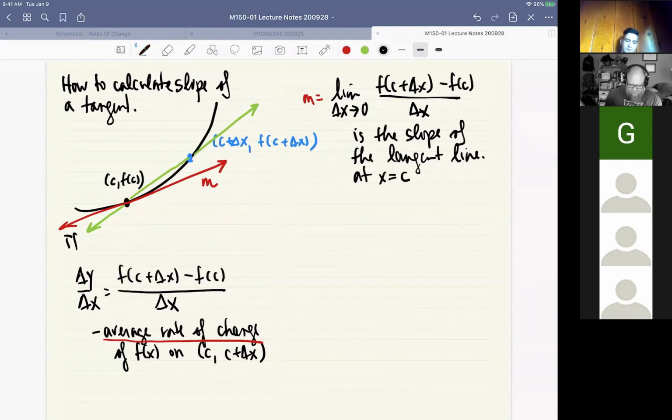Some representations of functions don't let us take limits, like numerical representations, and we can only do average rates of change. But there's this idea that the average rate of change approximates the instantaneous rate of change. So we can still talk about approximating derivatives with some representations. But if we have a symbolic representation of a function, we can calculate derivatives using limits. And that's what our focus will be on in this course: symbolic representations of functions.